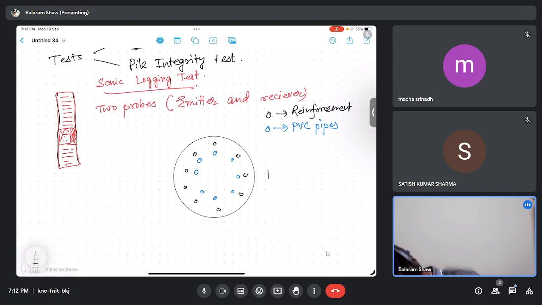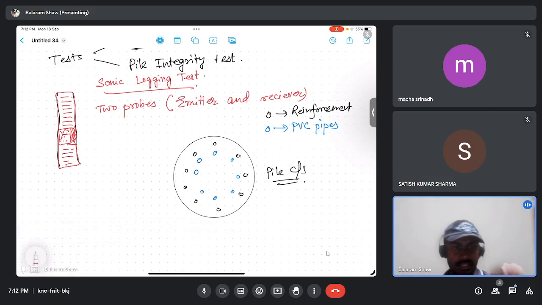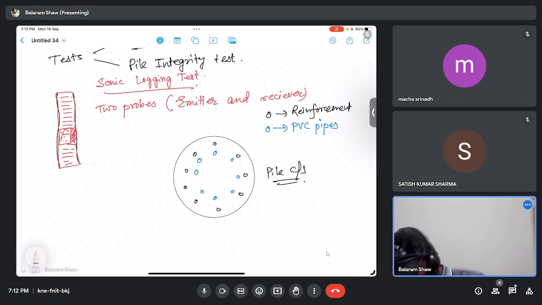This is my pile cross section. Okay, so now in these hollow tubes, the PVC pipes we have, we will lower these two probes along the periphery of the reinforcement cage. So now this is the typical cross section.